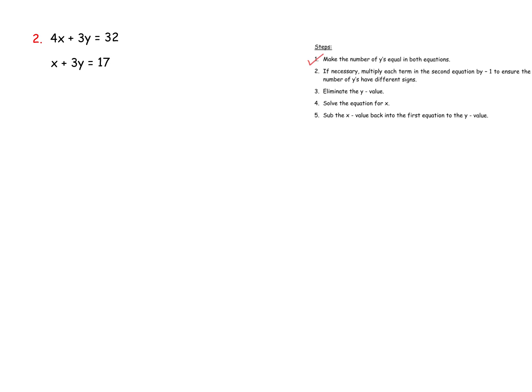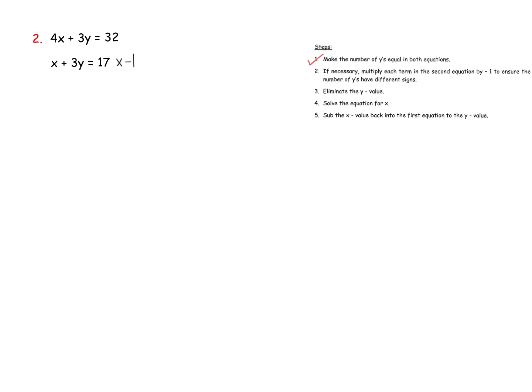Step 2 then says, if necessary, multiply each term in the second equation by -1 to ensure the number of y's have a different sign. So we need to have the signs in front of y different. So here we have plus 3y and plus 3y. So here the numbers are the same, so we multiply the second line by -1.